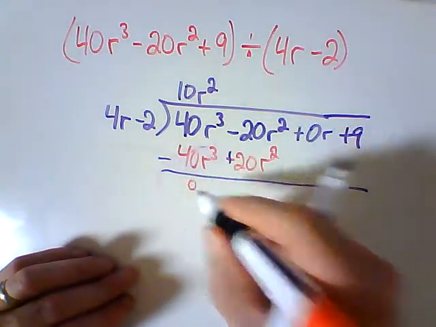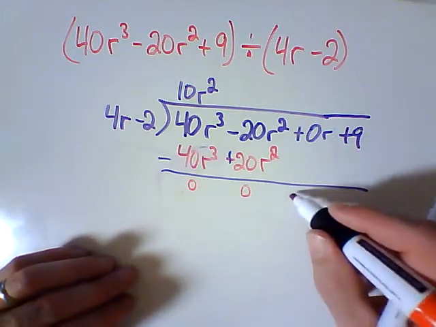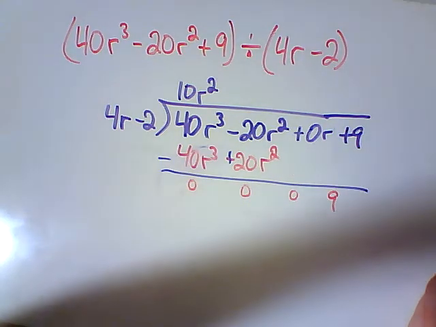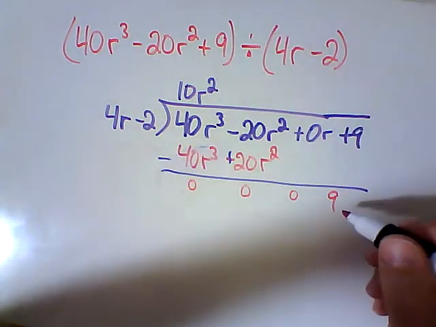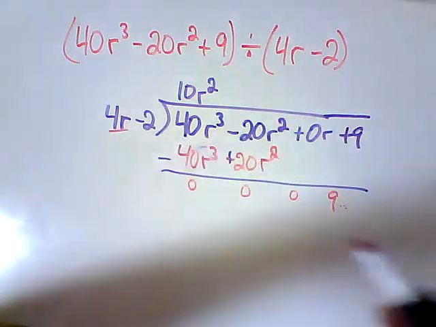Alright, that becomes 0. This becomes 0. How about that? That becomes 0. I'm left with 9. Maybe this one isn't the one reason why you're here. That's it. Once I get a number that has a smaller power than that guy, I'm finished.